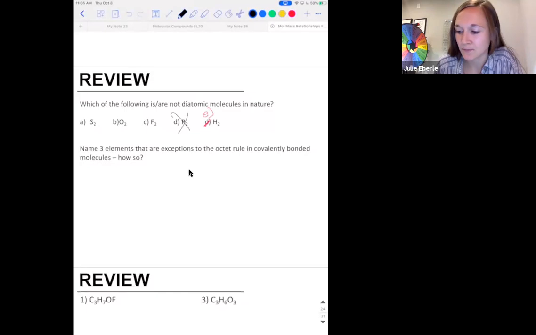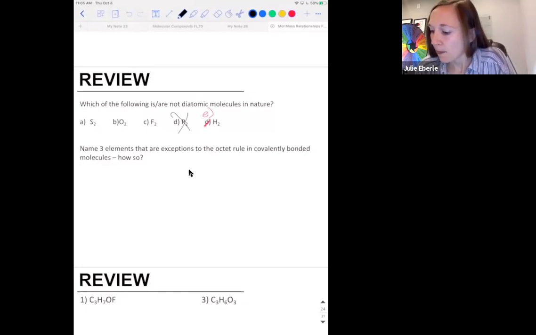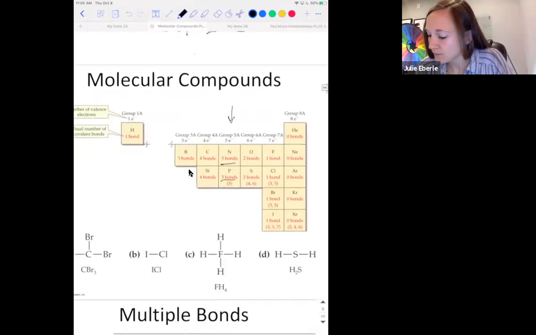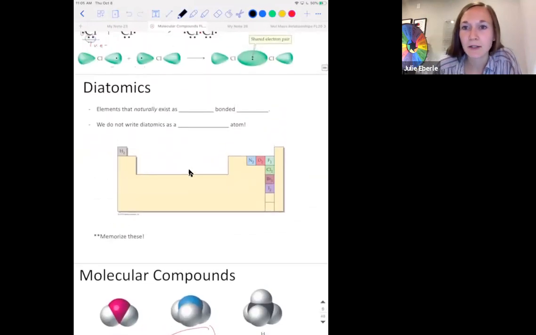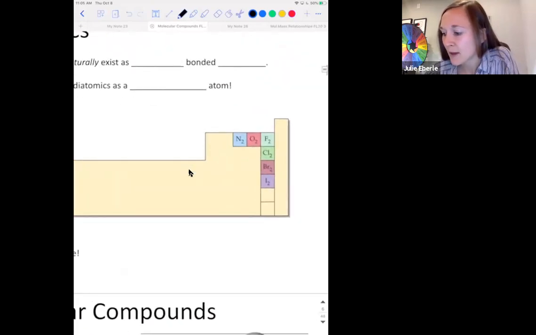So let's look at this. Go back to chapter 4. Where did I go over diatomics? Right here, this slide. You have this slide from chapter 4. Okay, diatomics are elements that naturally exist as 2 bonded atoms: hydrogen, and then remember they make a 7 on the periodic table. Nitrogen, oxygen, and your halogens.